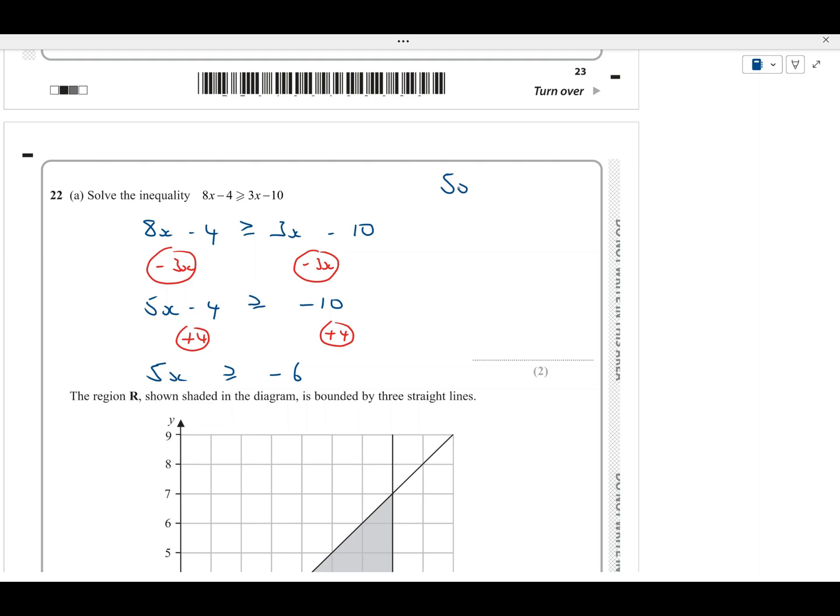I'm just going to write that up here. 5x is greater than or equal to minus 6. And now I'm going to divide by 5. So x is greater than or equal to minus 6 over 5. So that would be okay. That's going to be my answer. You could write x is greater than or equal to minus 1 1/5 if you wanted to, or x is greater than or equal to minus 1.2.